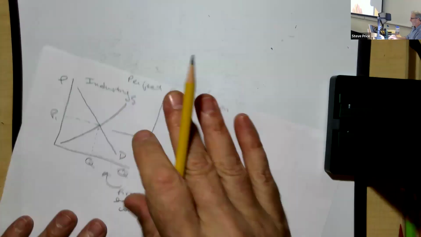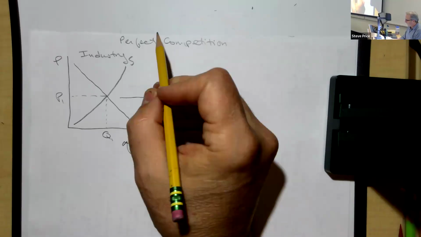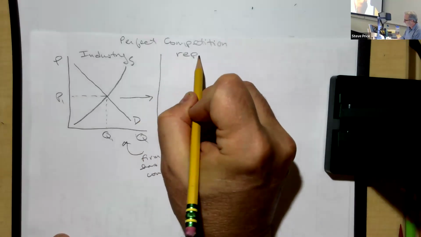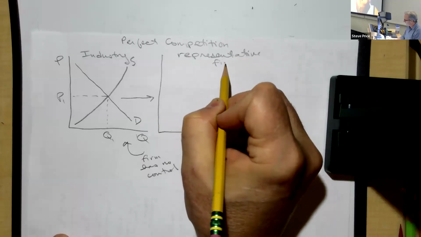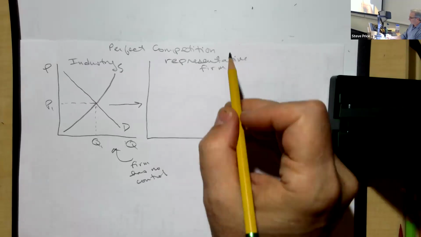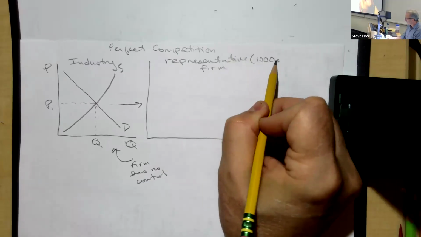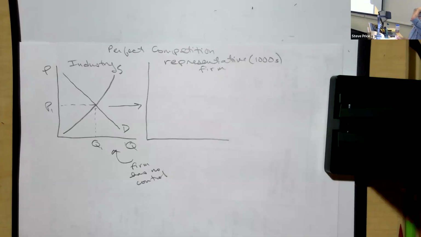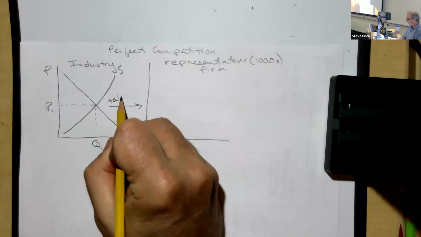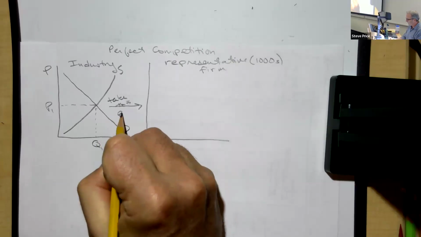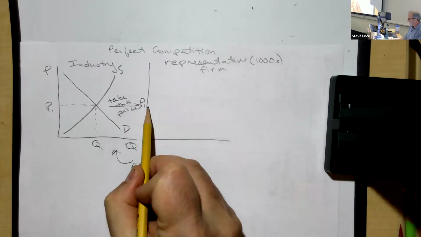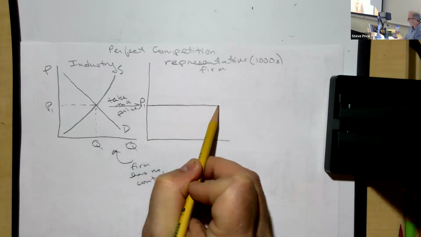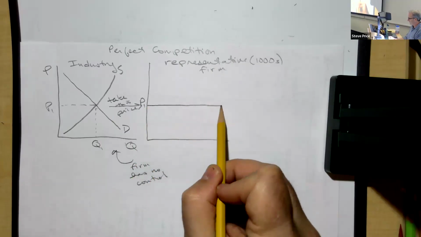Okay. Back to this. So this firm, this is what we call a representative firm. Why is it representative? Because there are thousands of firms, and they must take this price. So right there is our P1. Now just draw a straight, flat line.